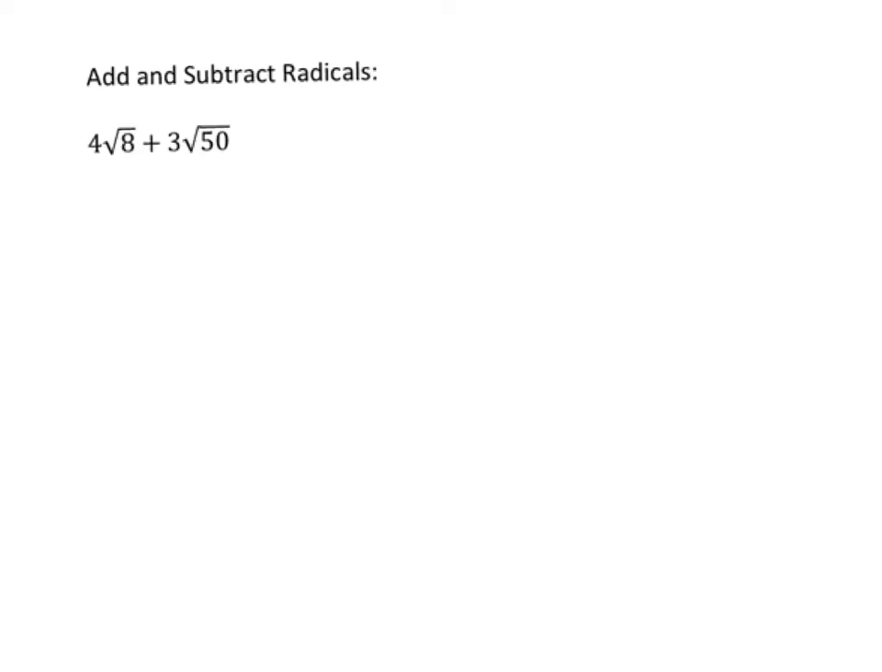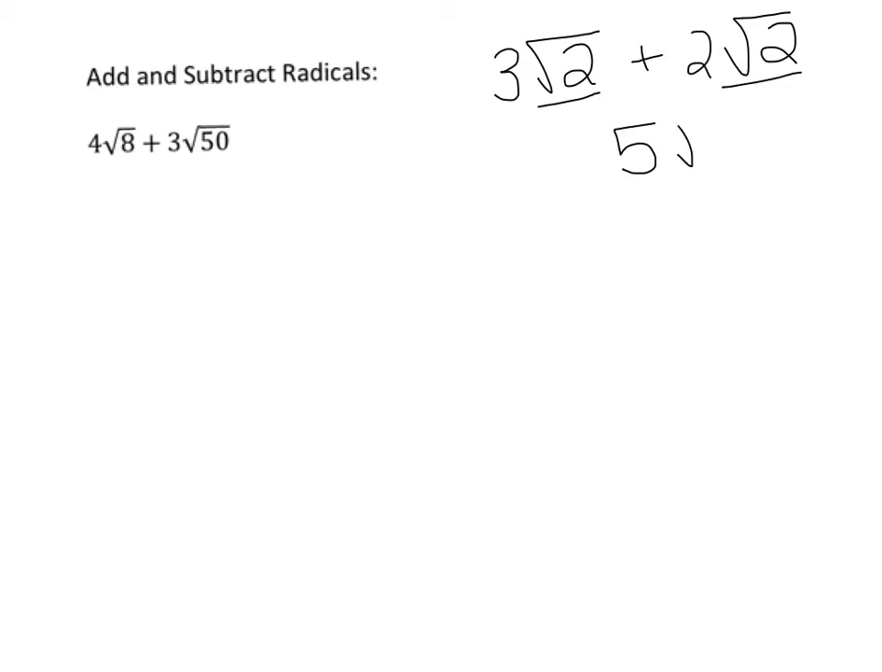We're going to talk about adding and subtracting radicals today. The most important rule when adding and subtracting radicals is that you can't add and subtract them unless they have the same radical. So they need to have similar forms. So I could add 3 square roots of 2 plus 2 square roots of 2 because they both have the same radical. In this case, I would just have 3 plus 2, which is 5, square roots of 2.